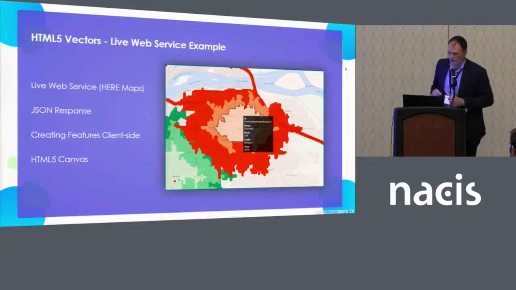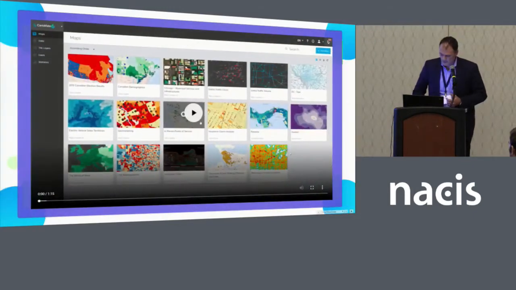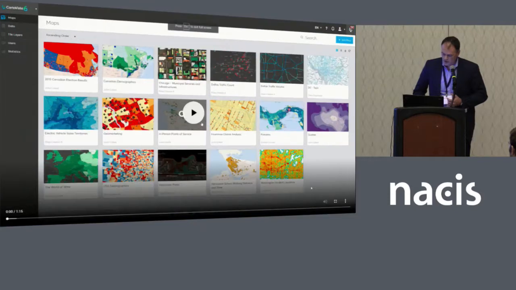So let's take a look at what we can do with vector in HTML5. I thought I'd illustrate this with a call to a service. It's actually Here Maps, so let's take a look at what's possible. All right, I'm just going to make this full screen.